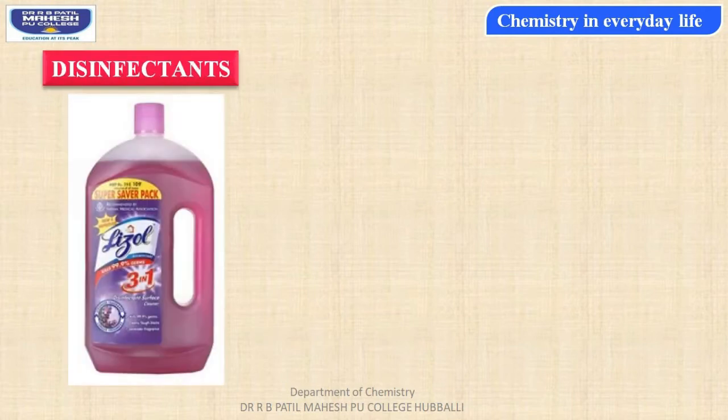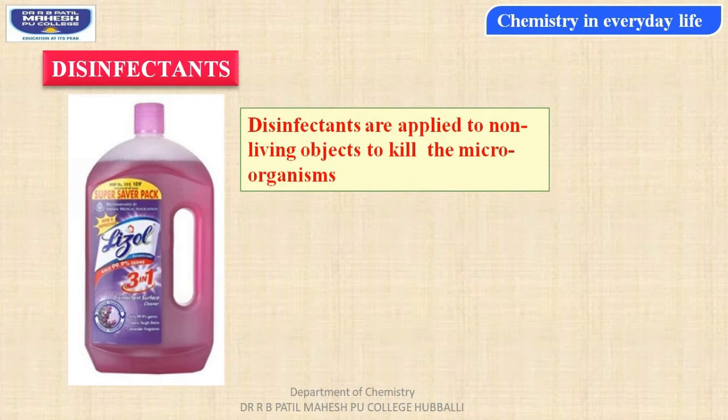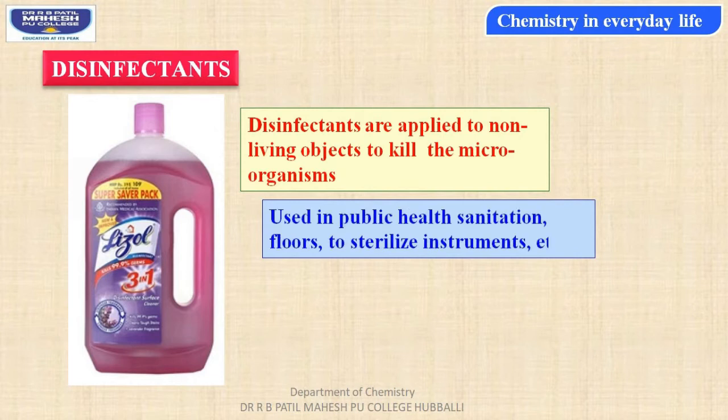Next, students, we shall study about disinfectants. Let us understand the meaning. Disinfectants are applied to non-living objects to kill the microorganisms. So antiseptics are used for killing the microorganisms but applied on living cells, whereas disinfectants are the materials or compounds which are applied on non-living objects so as to kill the microorganisms. Disinfectants can be used in public health sanitation, floors, to sterilize the instruments, etc. And in the diagram, students, you can observe the disinfectants we are using in day-to-day life.